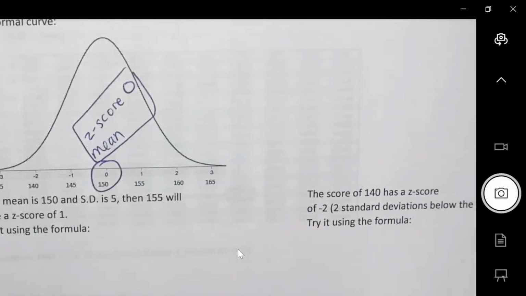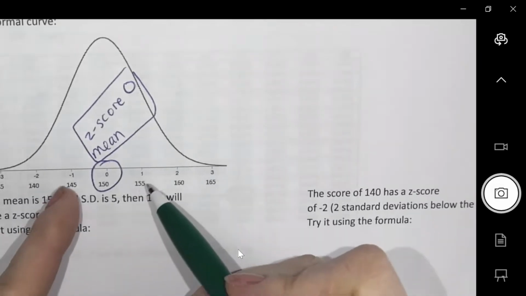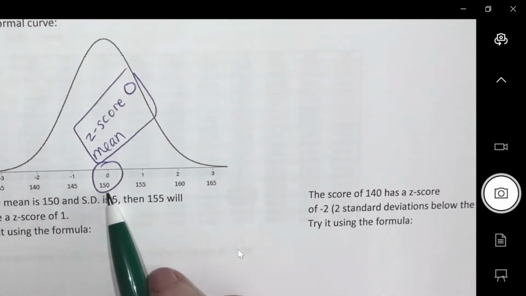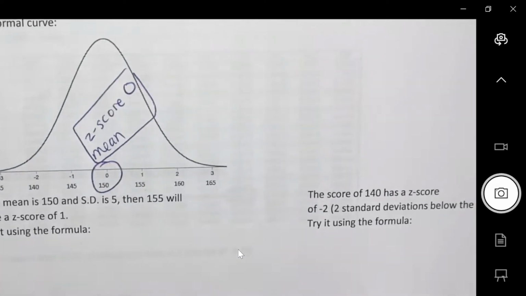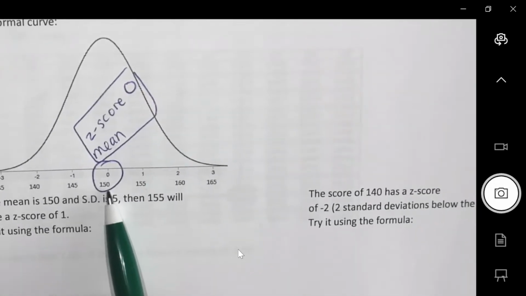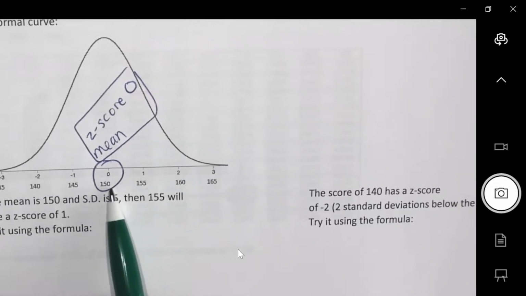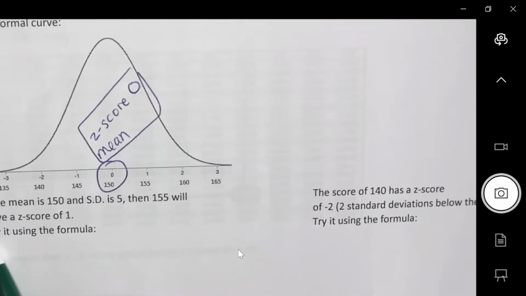Okay? And obviously, your numbers in your data aren't always going to line up perfectly at 150, at 155. They're going to be in between. Okay, so I can see here with a mean of 150, standard deviation of 5, going up by 5s, 155 will be a z-score of exactly 1.